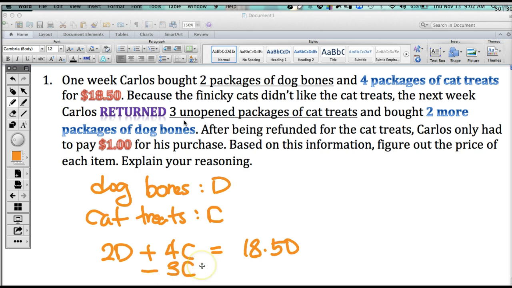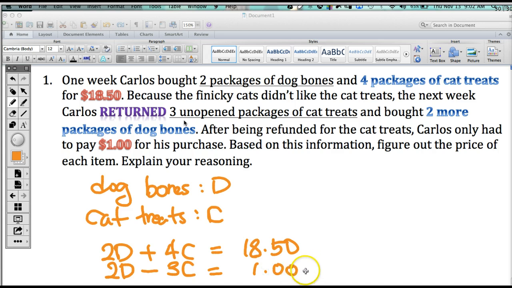Okay? But then he bought how many more dog bones? 2. He bought 2 more. So that's going to be a positive 2D. I'm just making sure that the D's go on top of each other and the C's go on top of each other. Okay? And so now that is equal to, after being refunded for the cat treats, Carlos only had to pay $1. So what am I supposed to put here? Only $1, okay?